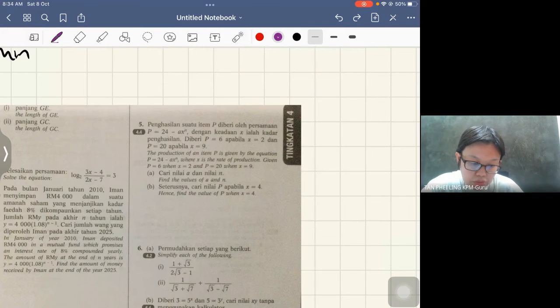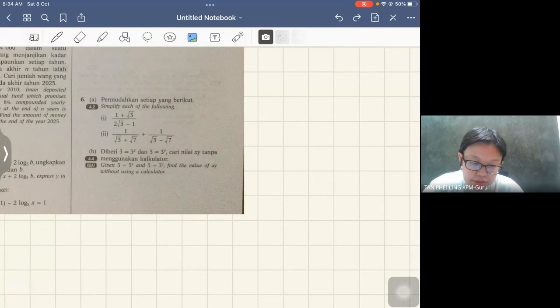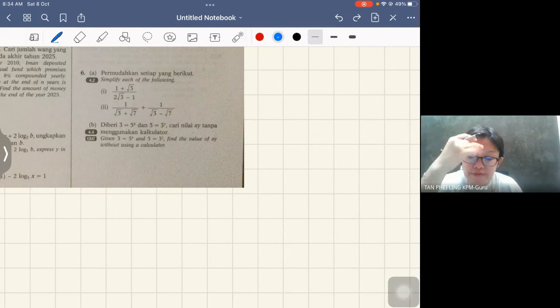All right. So question 6 is here. So let's start. Okay, I'll start with blue again. All right. So question 6. Simplify each of the following. So this one is a simple question. Why? Because this is cert.